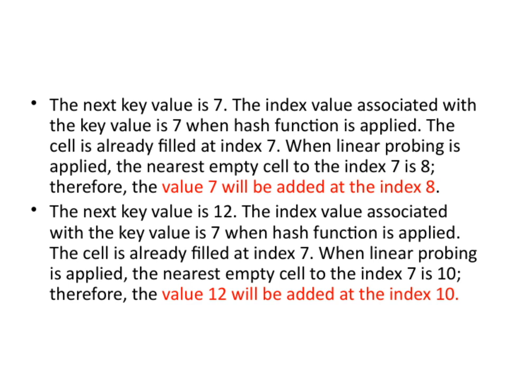Moving on, the next key is 12. Again, applying the hash function, its associated index is 7. But since index 7 is already occupied, we need to find the next available slot. Using linear probing, we check index 8, which is filled, then move to index 9, which is also filled, and finally find an empty cell at index 10. So the key 12 will be stored at index 10. This process illustrates how linear probing handles collisions by sequentially searching for the next open slot. It's a fundamental concept in open addressing hash tables, ensuring we can insert new elements even when collisions occur.